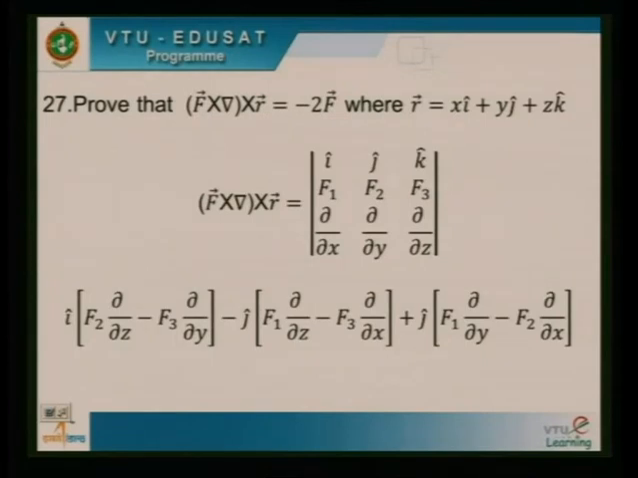Next, prove that f vector cross del cross r vector is equal to minus 2 f vector, where r vector is equal to x i vector plus y j vector plus z k vector. First, you can find out f vector cross del. f vector cross del means what? See here, f vector.